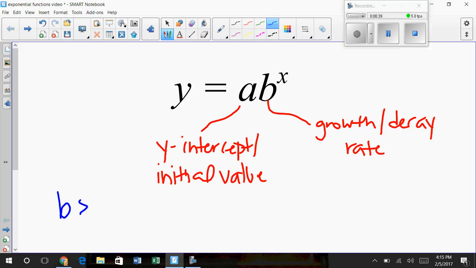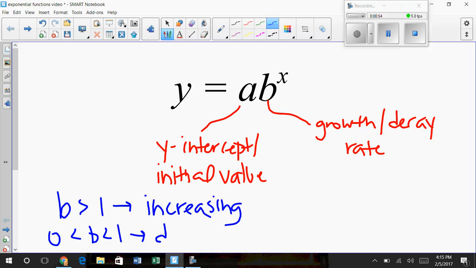When b is greater than 1, that means that the function is going to be increasing, or that will be an example of exponential growth. If the b value is between 0 and 1, non-inclusive, that would imply a decreasing function, or exponential decay. So b can never be 0, and it can't be negative, because that would really give us a completely different type of function. Okay, so let's look at a few examples.